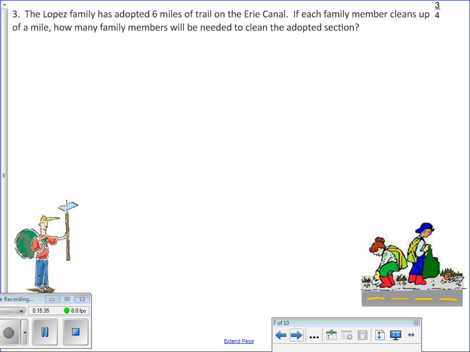The Lopez family has adopted 6 miles of trail on the Erie Canal. If each family member cleans up 3/4 of a mile, how many family members will be needed to clean the adopted section? So what do we have? We have 6, and we have to divide it into groups of 3/4 of a mile. So I'm going to write in black, don't copy it.